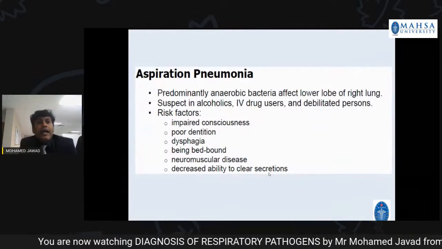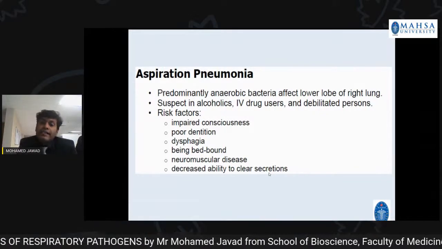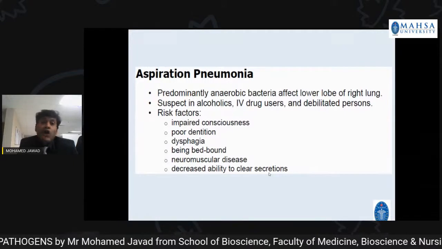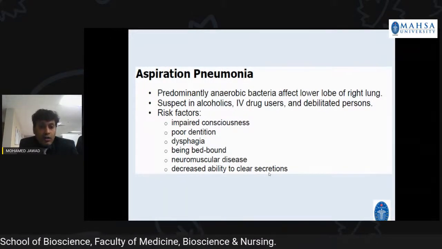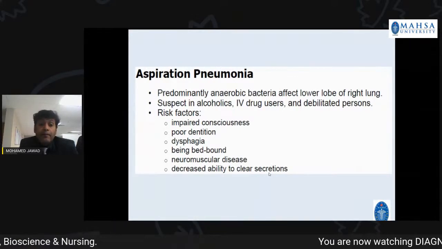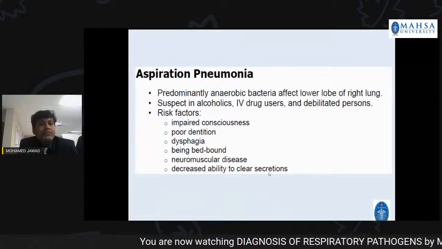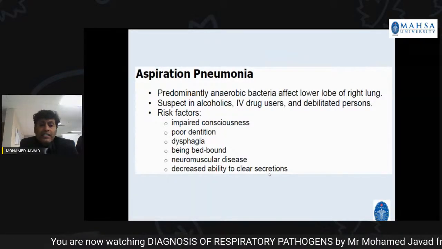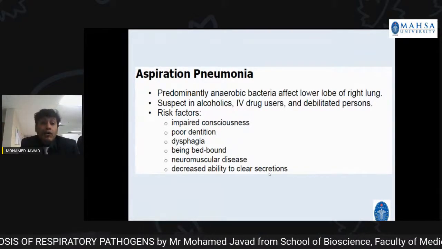Then the next one is aspiration pneumonia, mainly caused by anaerobic bacteria affecting the lower lobe of the right lung. This is mainly seen in alcoholics, intravenous drug abusers, and debilitated persons. The risk factors for this are mainly poor dentition, difficulty in swallowing, and impaired consciousness.